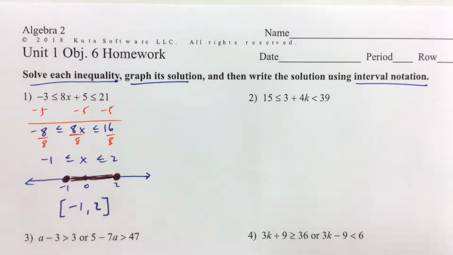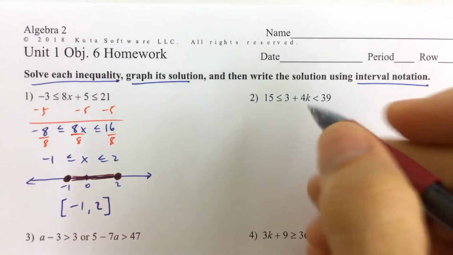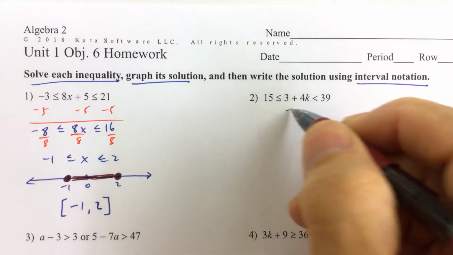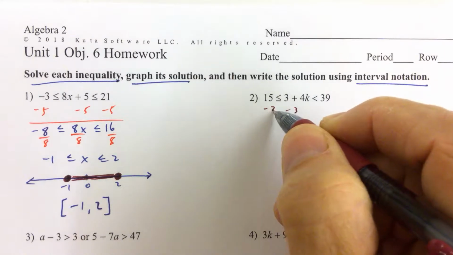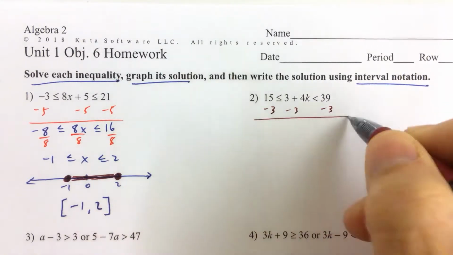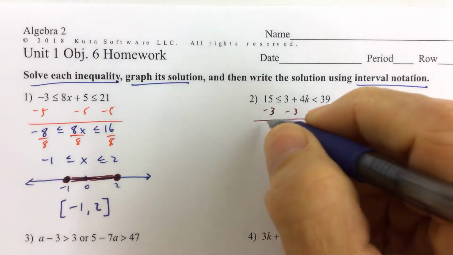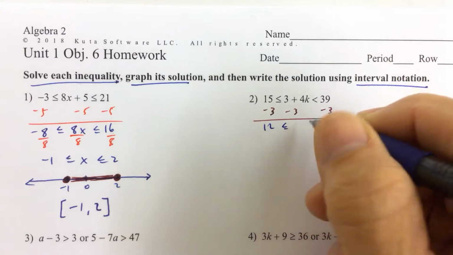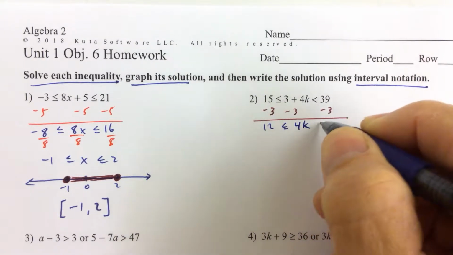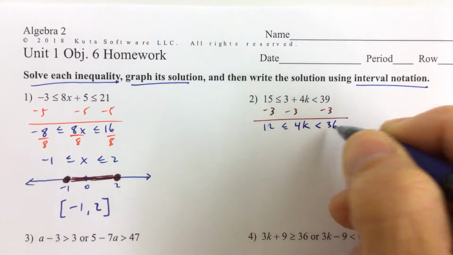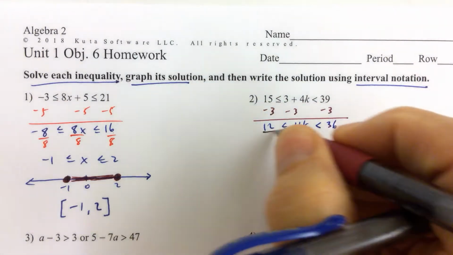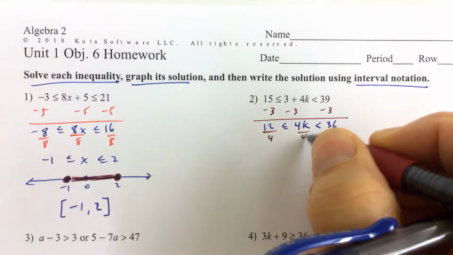In problem 2, we have the same kind of problem we had in problem 1, where we have a compound inequality where we always want to try to get x, in this case k, by itself by subtracting 3 from all three parts. 15 minus 3 is 12, less than or equal to 4k, which is less than 36, and then dividing all three parts by 4.